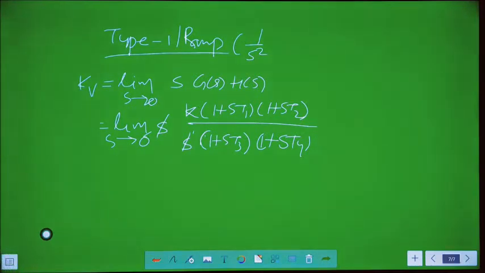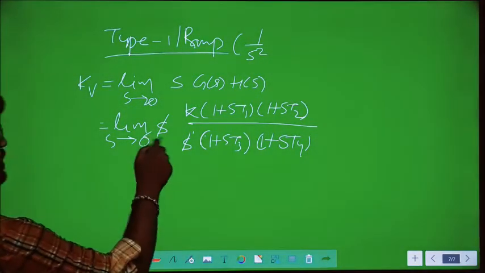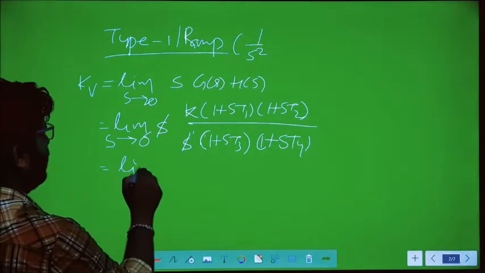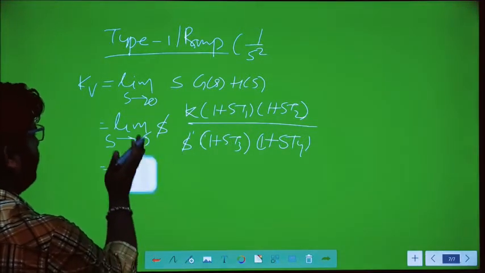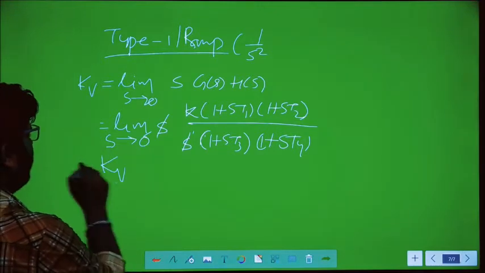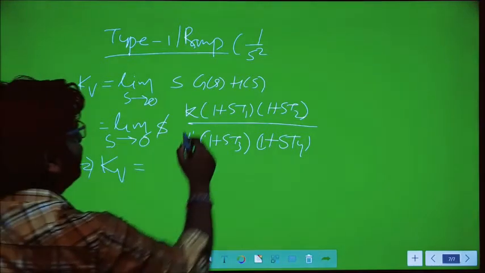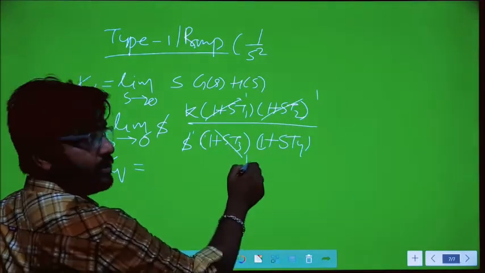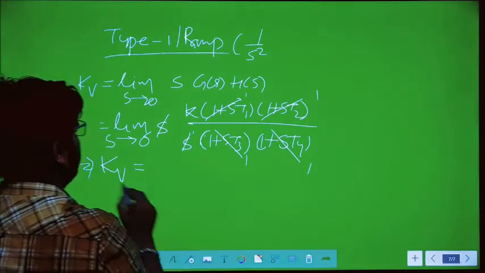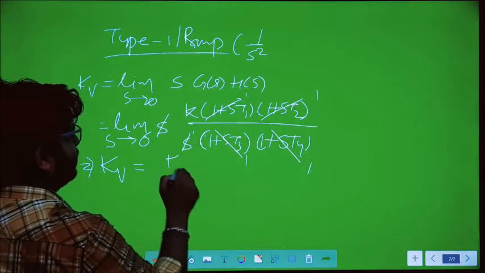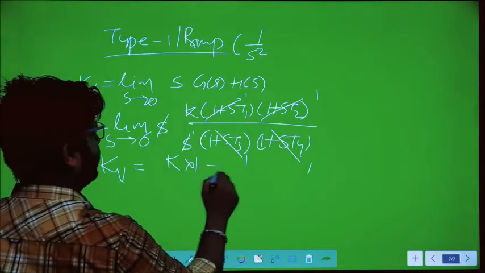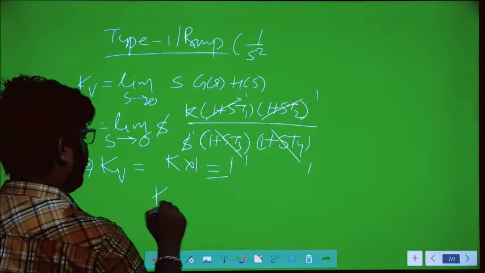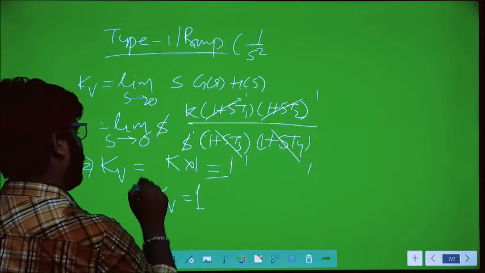Numerator and denominator easily, and once after cancelling these two s and applying the value s tends to 0, we found the limit. Kv becomes, if you apply 0 here, this becomes 1, this becomes 1, this becomes 1, and this becomes 1 also. So I'll have Kv is equal to some constant into 1, which is nothing but 1.